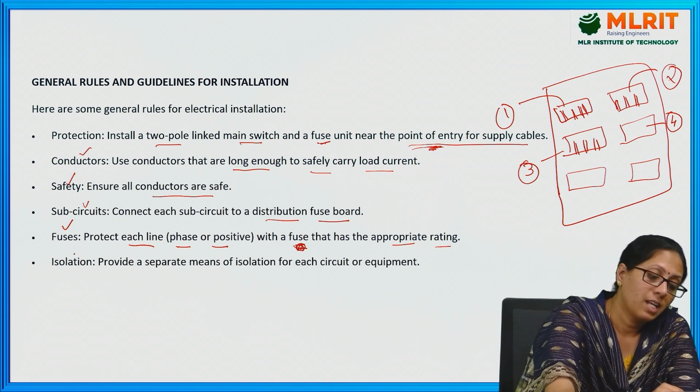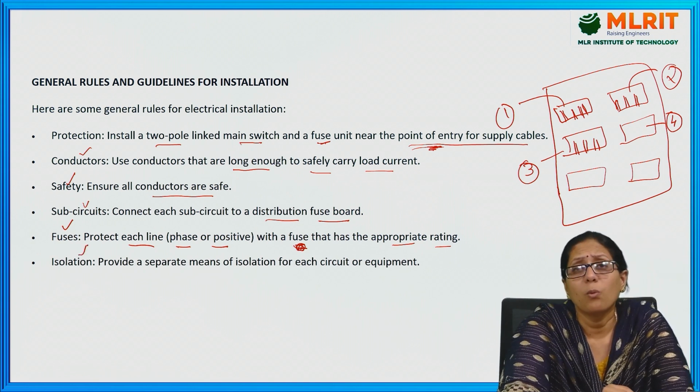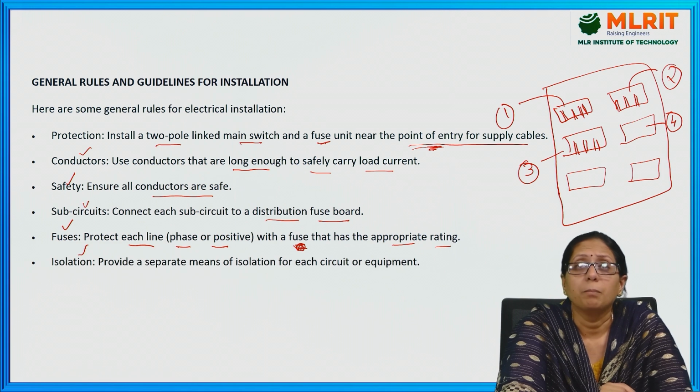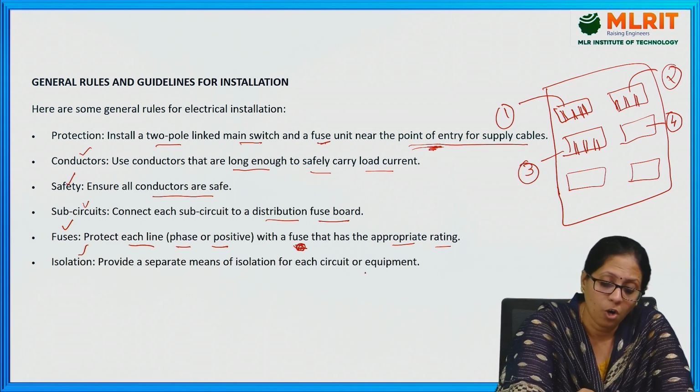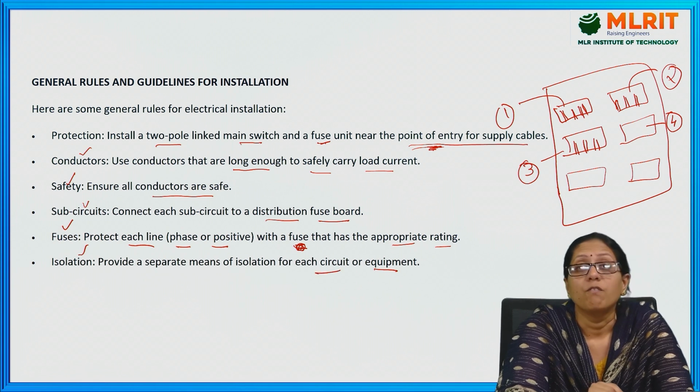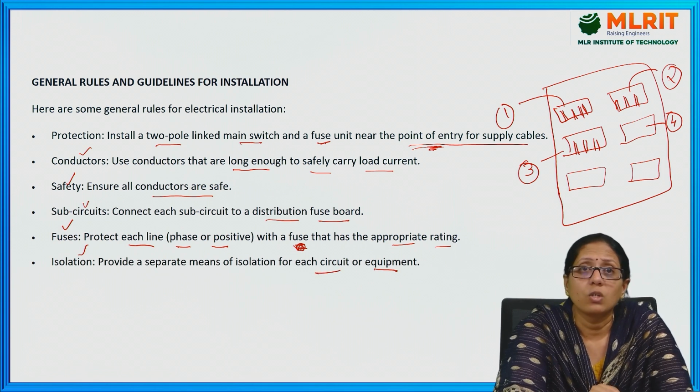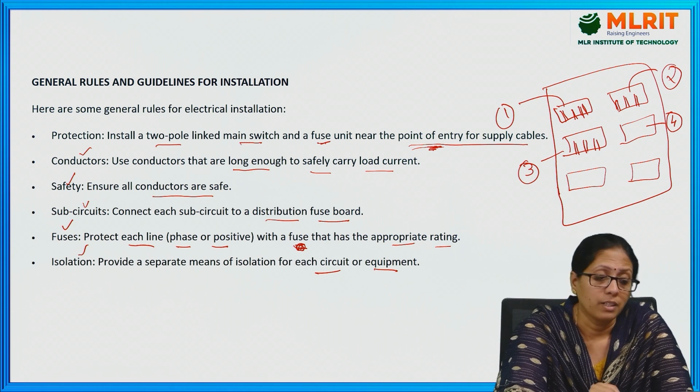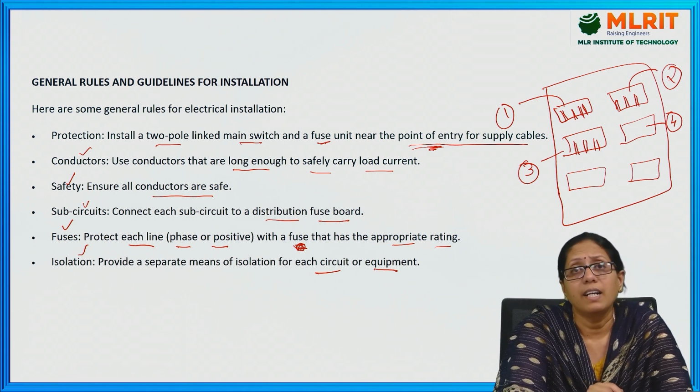The next one is isolation. Provide a separate means of isolation for each circuit or equipment. We should provide isolation for each circuit and equipment. So these are some general guidelines before installation.